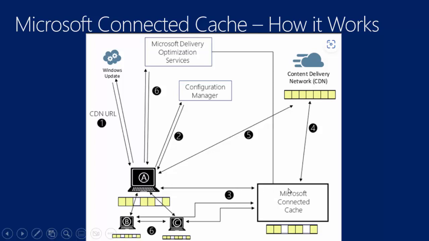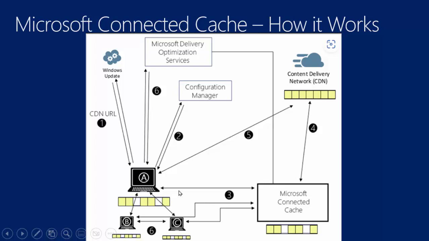So number 3, we're going to check with the Microsoft Connected Cache. If it already has the information that it needs to retrieve, then it will download it from the Microsoft Connected Cache. If it doesn't, then step 4, the Microsoft Connected Cache is going to go to the CDN directly and start to download that content, so future requests it will be able to serve.